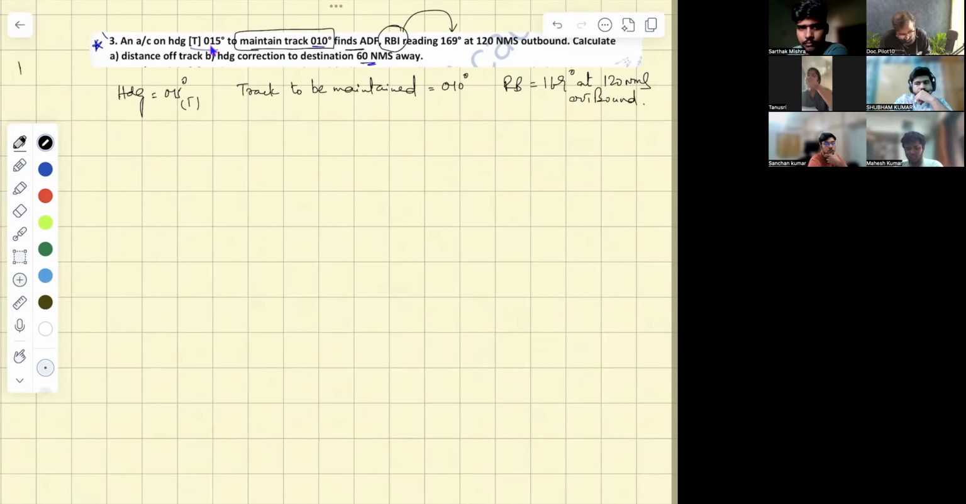Calculate DOT. Calculate heading correction. I'll give one more question also: final heading to fly. These are the three questions.